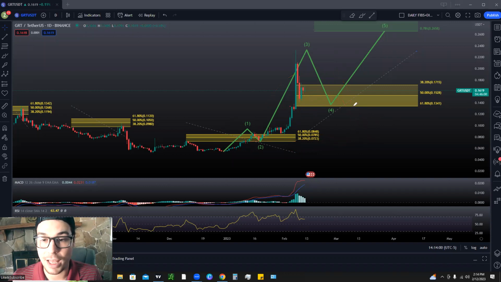Now, with that being said, again, as long as we stay above 0.1341, we do have the potential to continue bullishness and hit our 5-wave extension. Now, let's look at the MACD as well as the relative strength index. These are going to help give you some further inference into price action, really help understand some of the price movements. Now, if you take a look, the RSI is pretty high right now.